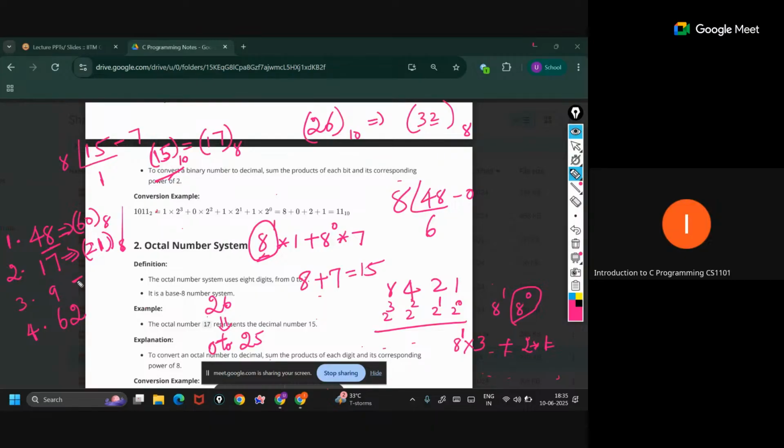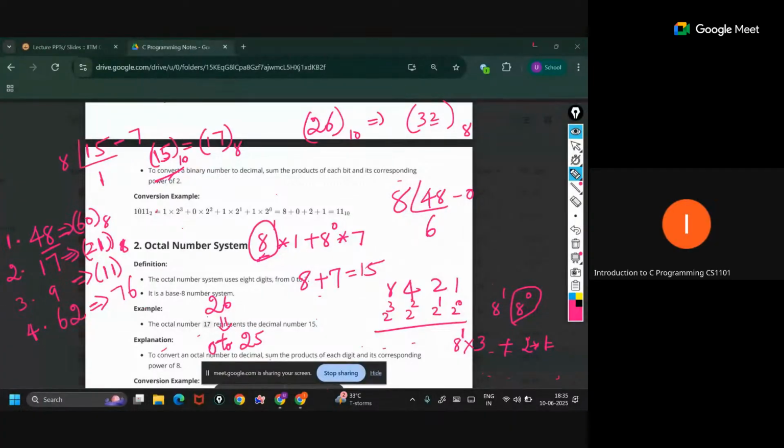How about 9? 1 and 1. Yes, because 1 8 is 8 plus 1 is 9. Okay. And how about 62? 7 will be the quotient and 6 will be the remainder, because 8 7s are 56 plus 6 is 62. Is it clear now, people? Yes, ma'am.